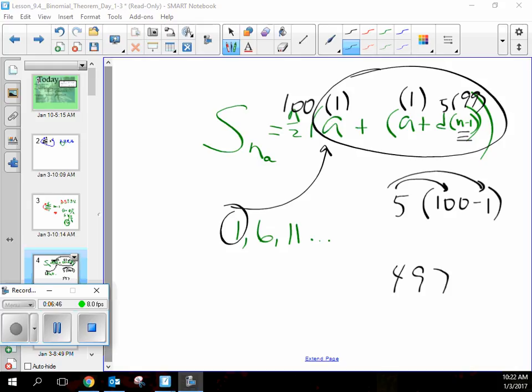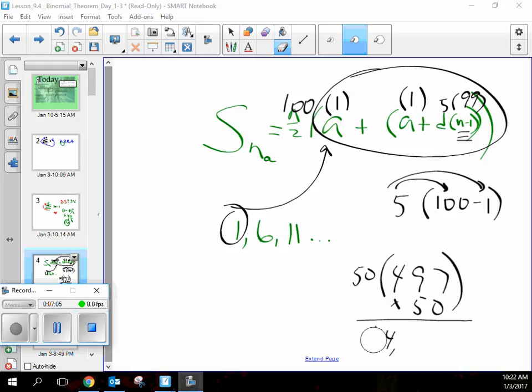And then I'm going to times it by 100 over 2, which is the same as 50. And then it's 50 times 497. This I'm going to probably have to do the old-fashioned way, put it times 50 here. Would you save me some time? 24 what? 24850. Can anybody verify that number? Quite a few people. Okay, good.